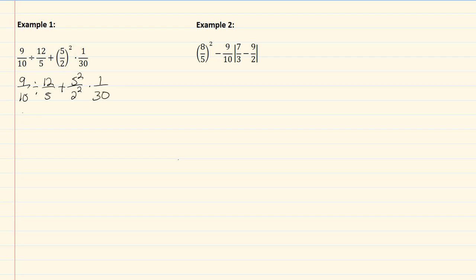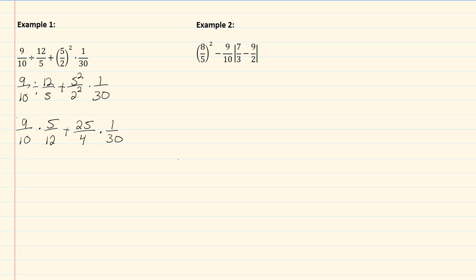So I'm going to rewrite my 9/10 divided by 12/5 as a multiplication problem. So I have 9/10 times 5/12 plus 5 squared, which would be 25, over 2 squared, which would be 4, times 1/30. So now I'm left with multiplication and addition.